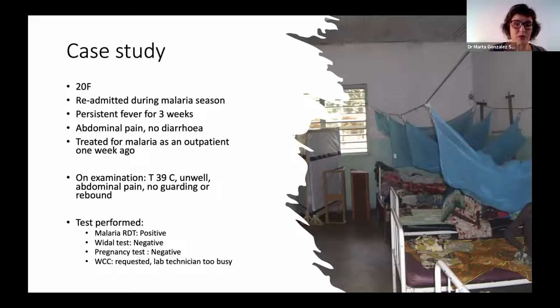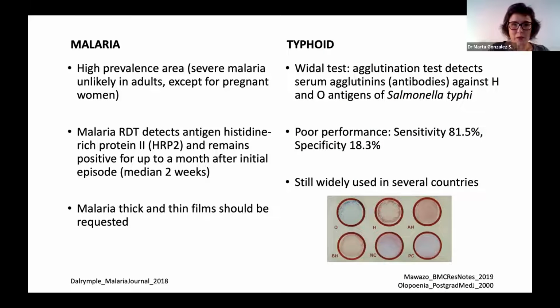So with what we've got available, we do some tests. We do a malaria RDT, which is positive. We do a Beta-hCG test, which is negative. We do a pregnancy test, which is negative, and we request a full blood count, but the lab technician is very busy in the middle of the peak palu to take the time to do a full blood count for us. So basically, if we think about it with the tools that we have that are limited, we know we are in a high prevalence area for malaria. And therefore, that has to make us think that severe malaria is quite unlikely in adults. They already had it through childhood, and they don't normally become very unwell.